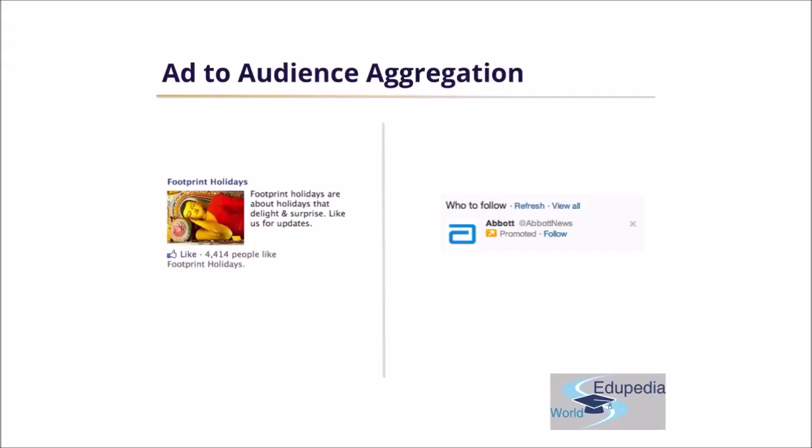So there are other particulars which you need to also consider. For instance, if you're building a fan base, audience aggregation is the core entity. Let's say, as you can see in front of you, Footprint Holidays, which is a holiday website. Their proposition is to build an audience so that they can give them their offers, they can build their pool, they can build loyalty, right? Their call to action is exactly what I said. I'm going to give you a bunch of offers and stuff. Like us for updates. Straight up, no BS.